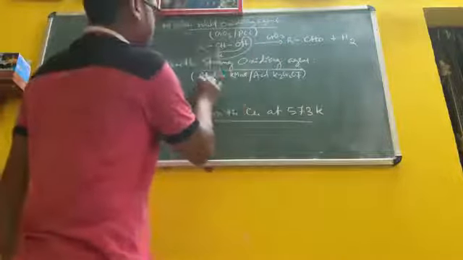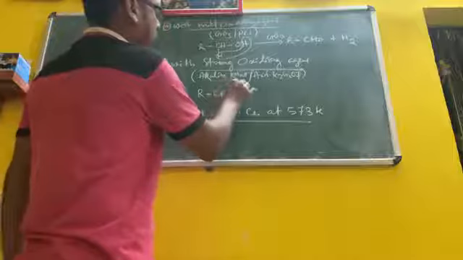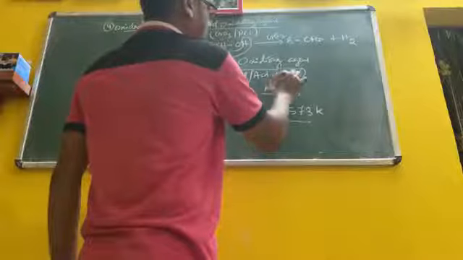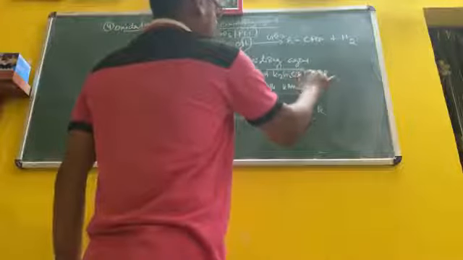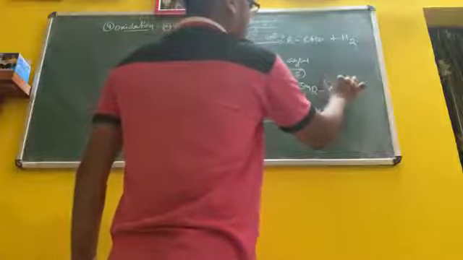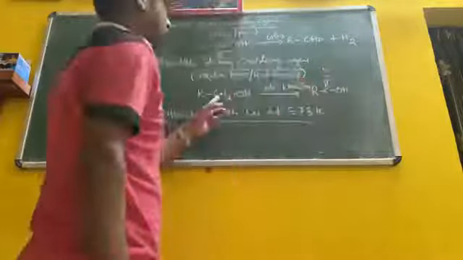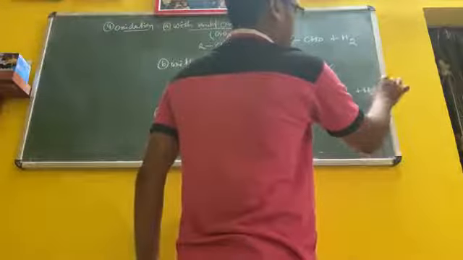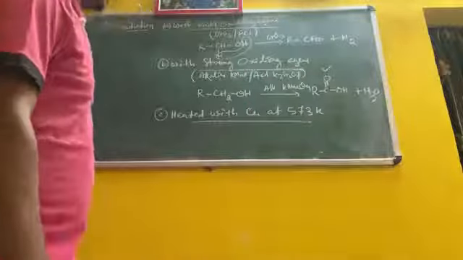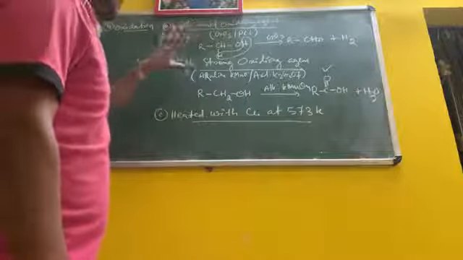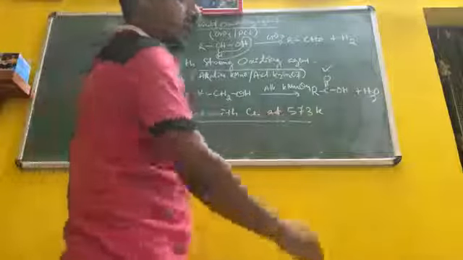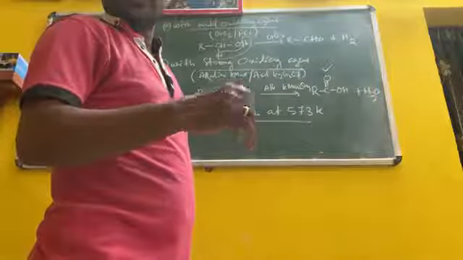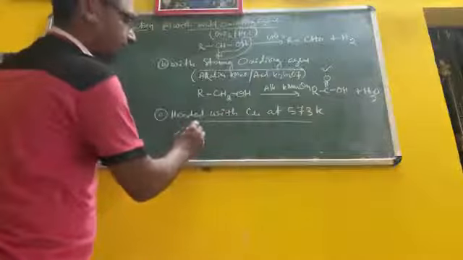Similarly, strong oxidizing agent, there is your acidified or alkaline KMnO4. It will form directly carboxylic acid. Addition of extra oxygen here, and another H will replace, it will form H2O. So this is the difference. Okay, mild and strong. Then heated with copper at 573 Kelvin. Okay, it again has three types: primary, secondary, and tertiary. We'll discuss one by one. So first, primary.